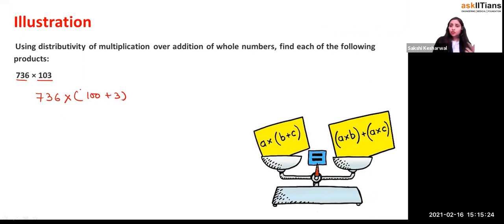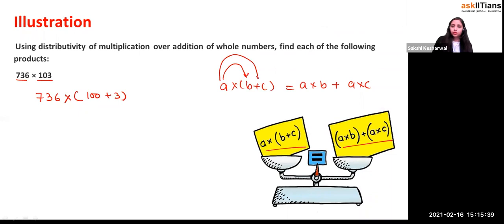Now just see, using the distributive property, beta, what is a distributive property? It's already written over here. That is A into (B plus C) is equals to what, beta? A into B plus A into C, right? You distribute A to B and distribute A to C with the addition sign, right? So this will be what? 736 into 100 plus 736 into what, beta? 3, right?